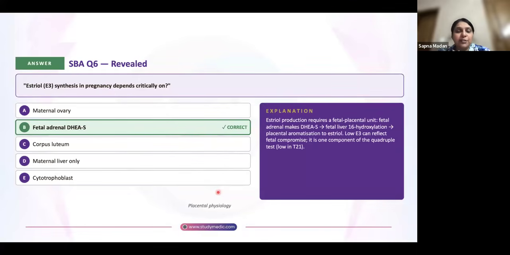Low estriol reflects fetal compromise, and it is one of the components of the quadruple test. If you remember, high, low, low. So estriol was low in Down's syndrome and Turner syndrome as well.